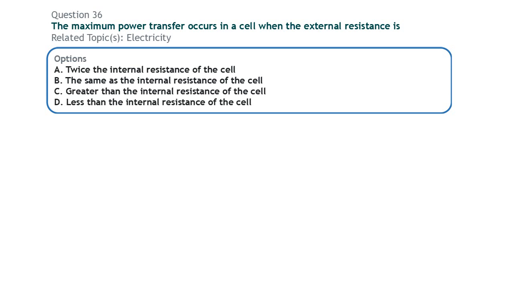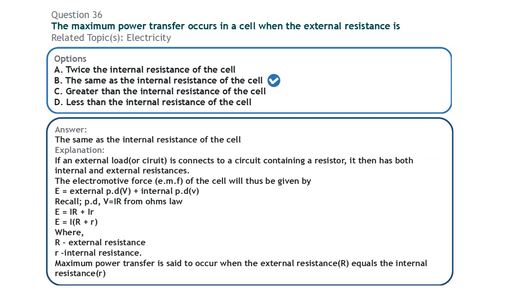Alright, next on electricity. The maximum power transfer occurs in a cell when the external resistance is, for maximum power transfer in a cell, the external resistance must be equal to the internal resistance, must be the same as the internal resistance of the cell.